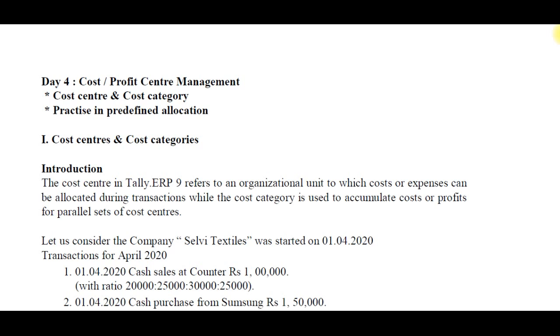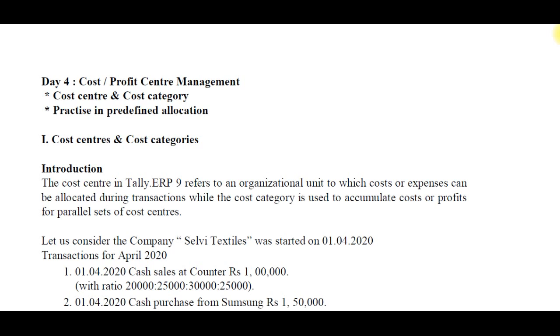And then what is the meaning of cost category? Cost category means the group of cost centers. A group of cost centers, like separated by department or division or branches like that. So we give the cost category name also. The cost category is very useful for the same income with different cost centers, like that.